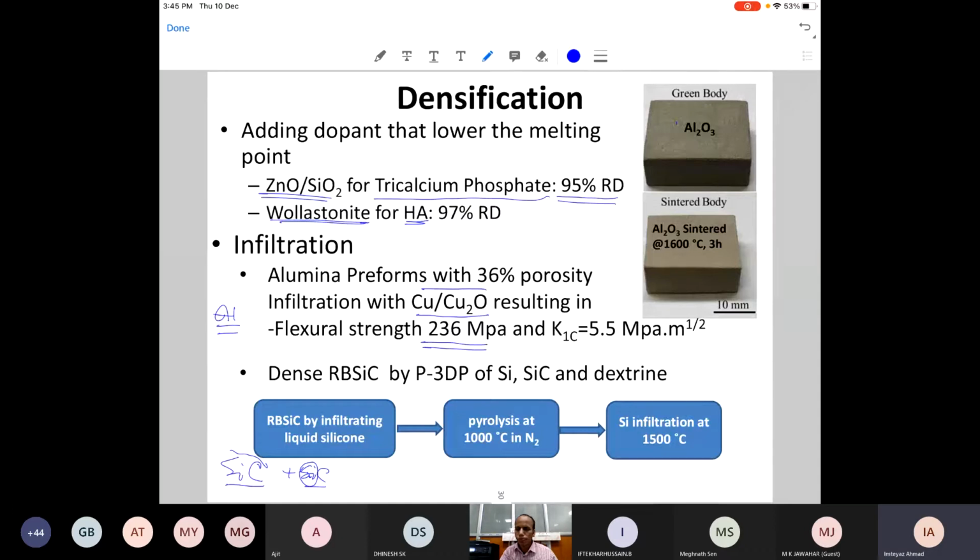So this is silicon actually, not silicone. So infiltrate the liquid silicon, and if you pyrolyze it at 1000 degrees C, whatever pores you have, you can infiltrate with the silicon. The melting point of silicon is about 1400 degrees C, so you can infiltrate it and get a pretty dense silicon carbide.